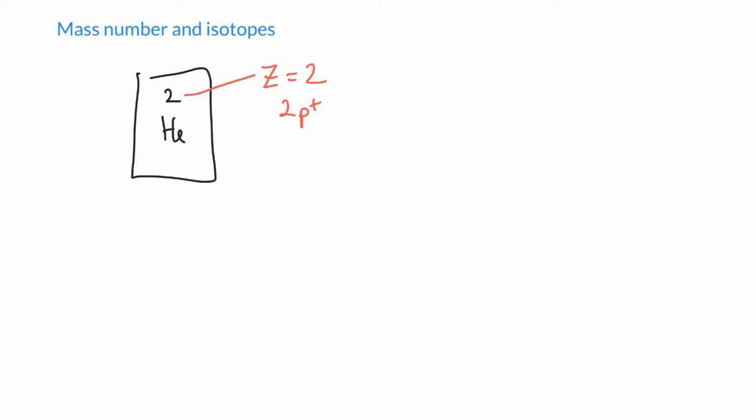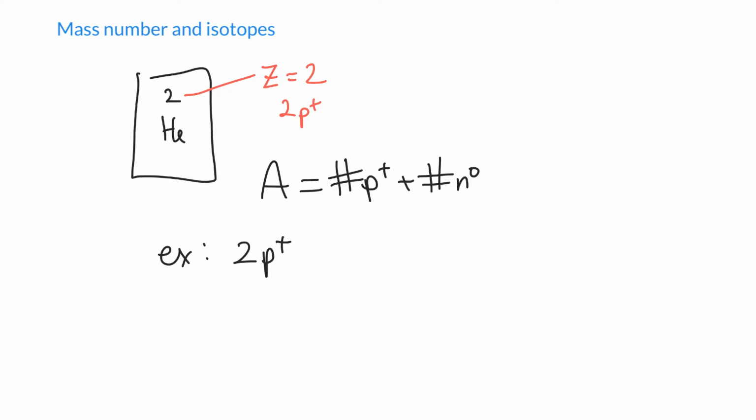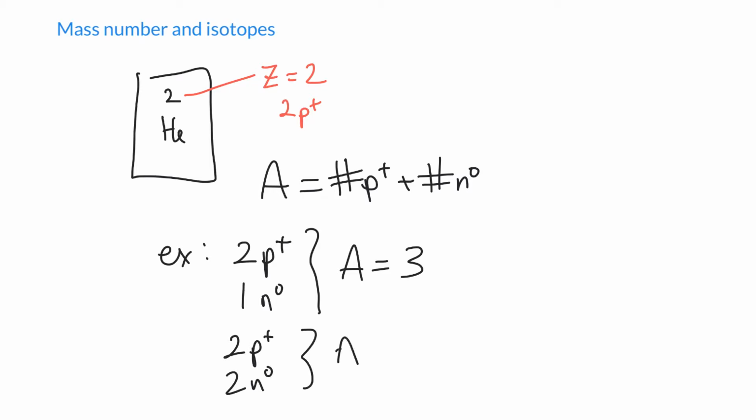Whereas atomic number is given the symbol Z, the mass number is given the symbol A. And it is defined as the number of protons plus the number of neutrons. So, for example, if our helium atom had 2 protons and 1 neutron, then it would have a mass number of 3. If it had 2 protons and 2 neutrons, it would have a mass number of 4. And both of these would be considered to be helium.